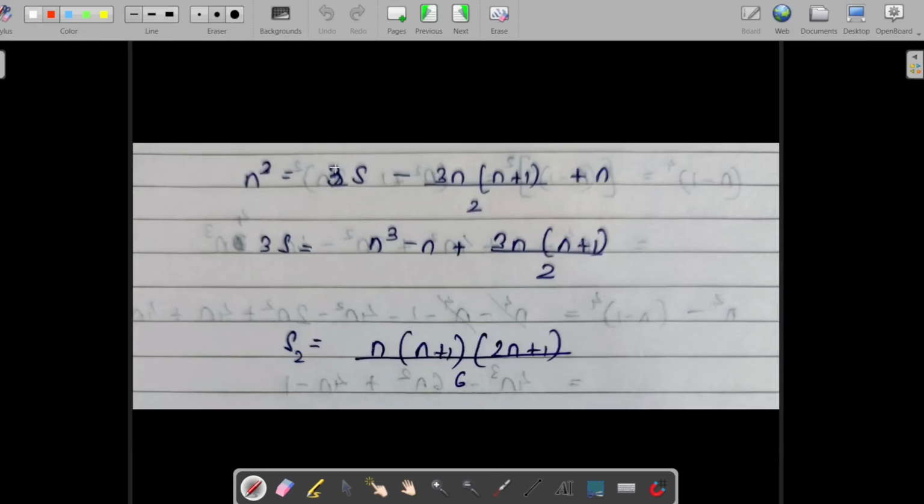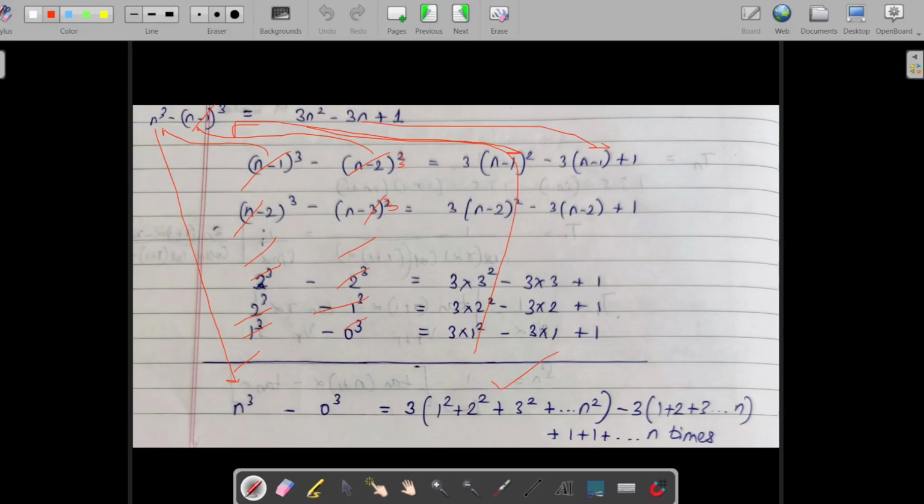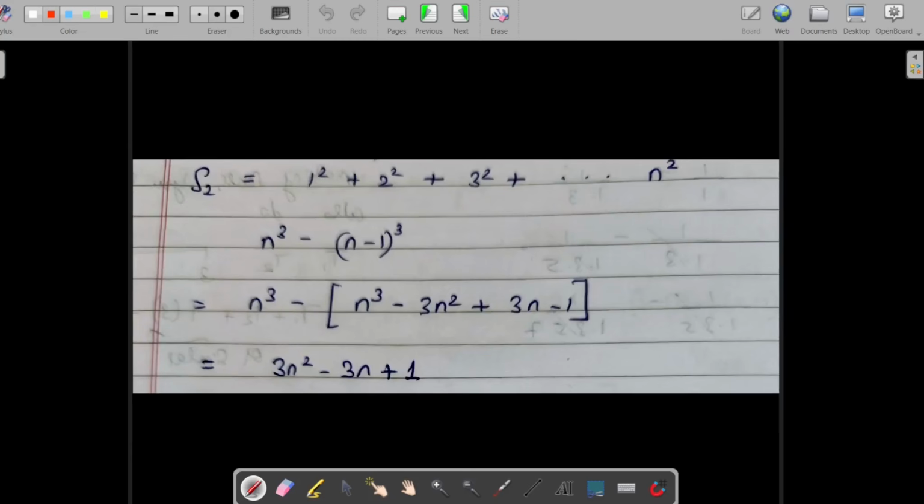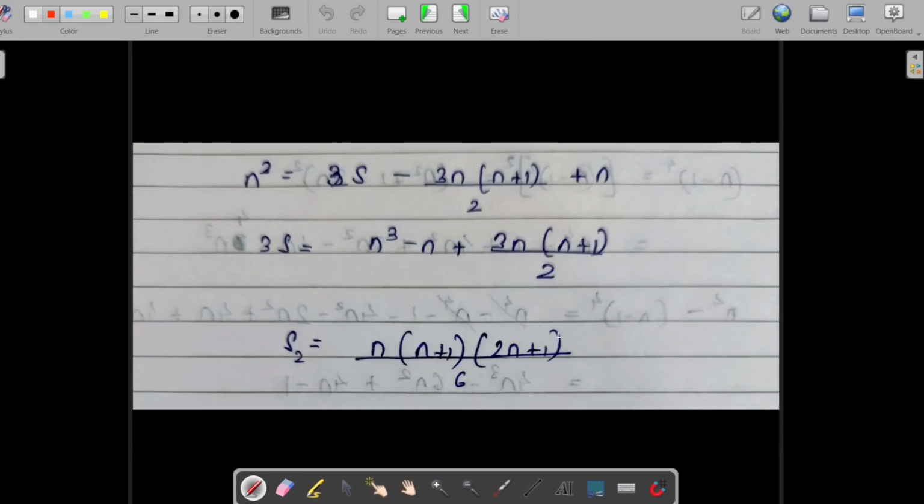So finally, you have an equation. 3s is the required sum. Move all these terms here. 3s is equal to n cube minus n plus 3n into n plus 1 by 2. When you simplify it, you will get s2, which is the sum of first n squares. You will get n into n plus 1 into 2n plus 1 upon 6. So that is the first sum that you were required to calculate. That is the sum of first n squares.